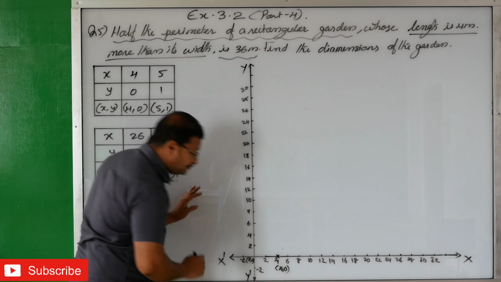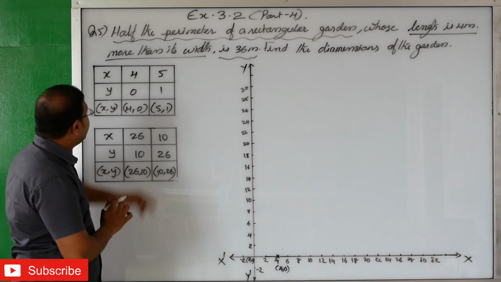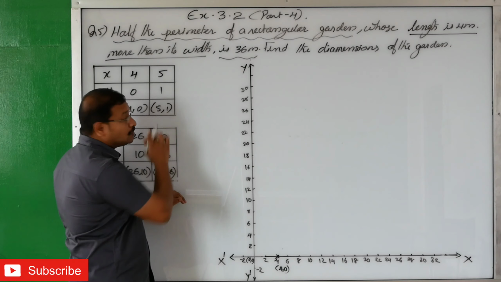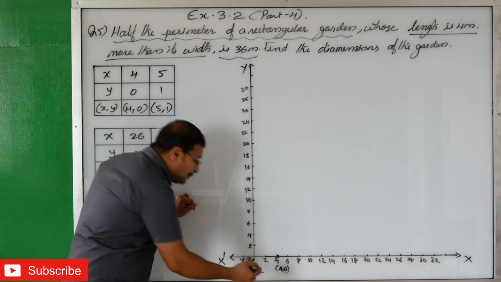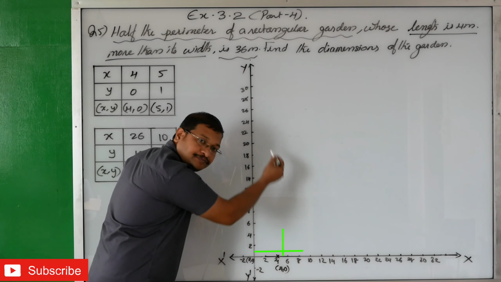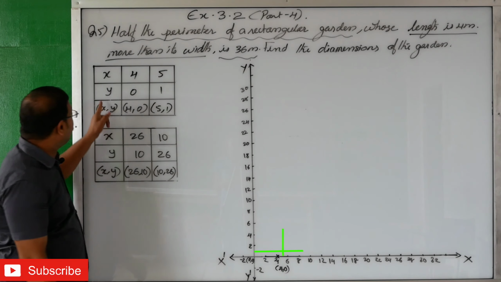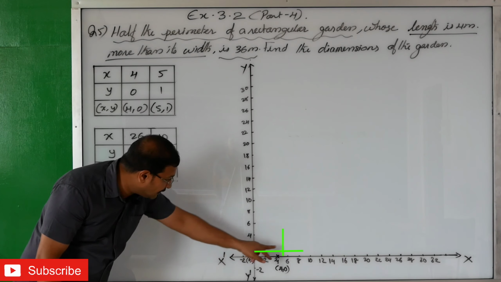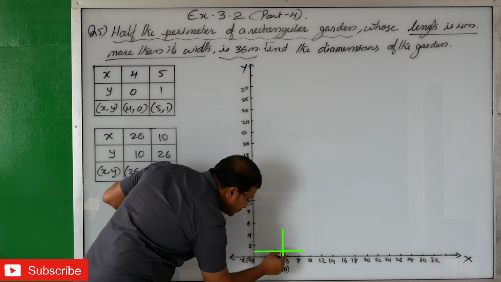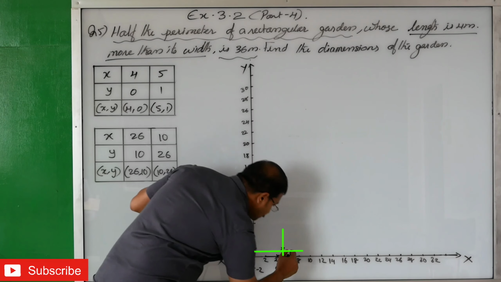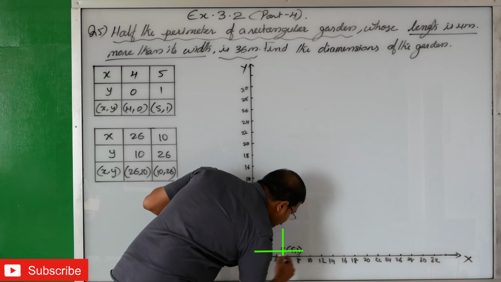4, 0. After that, x equals 5, y equals 1. X equals 5 means in between 4 and 6, so this middle line. But y equals 1 means after 0 but before 2, that middle line. So these two joining place, here what you will keep? This is 5, 1.